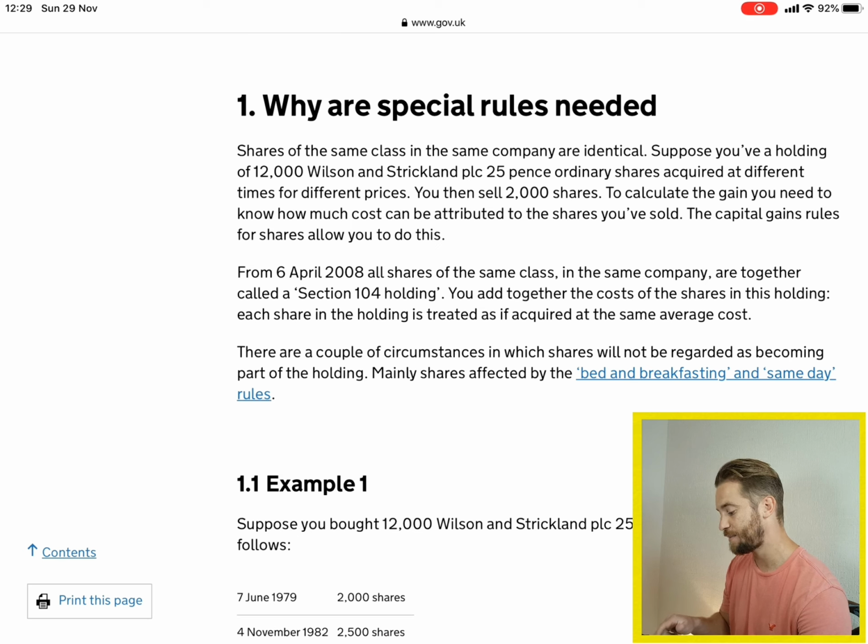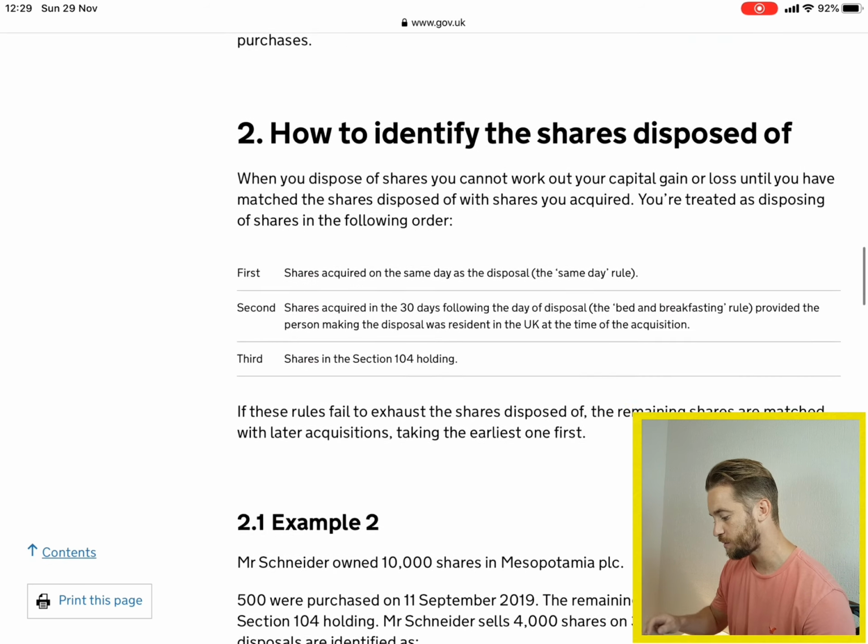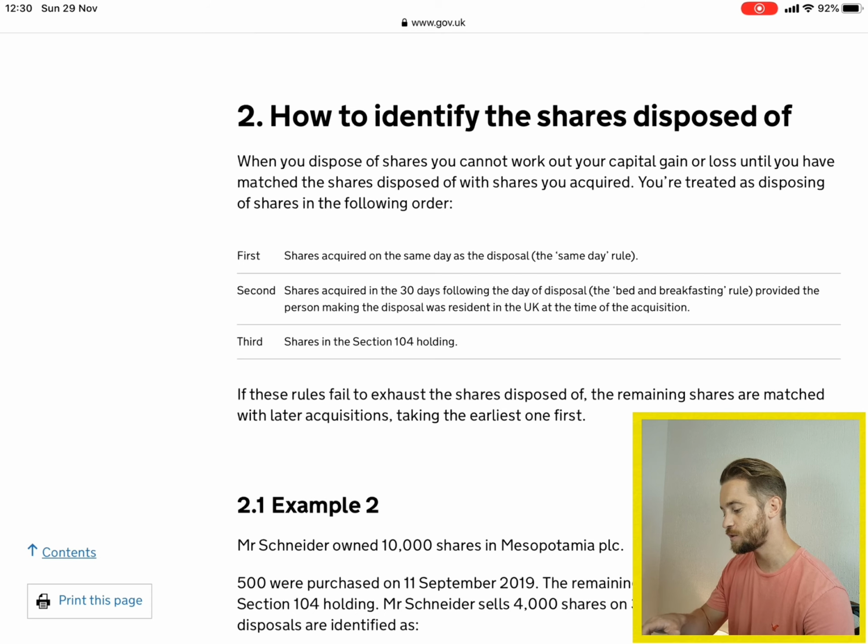Mainly shares affected by bed and breakfasting and same day rules. We're going to skip over the first example because it's not very helpful, and then point two, this is where we'll start. How to identify the shares disposed of. When you dispose of shares, you cannot work out your capital gain or loss until you have matched the shares disposed of with shares you acquired.